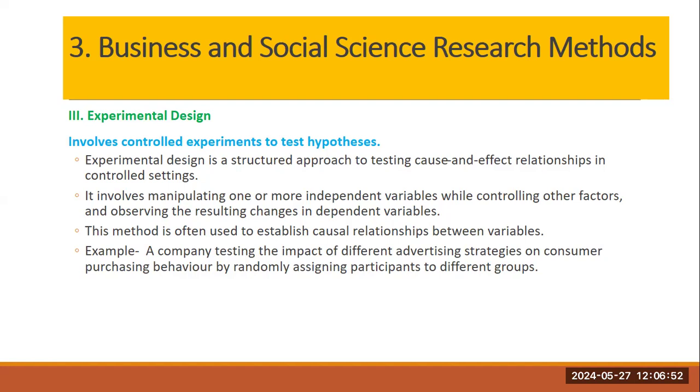Experimental design is a structured approach, that means in a systematic way, right? Testing cause and effect relationships in controlled settings. Cause and effect. Cause means one thing can have an impact on something.